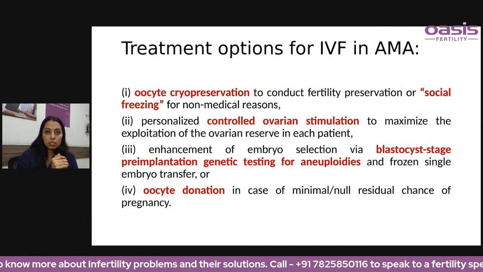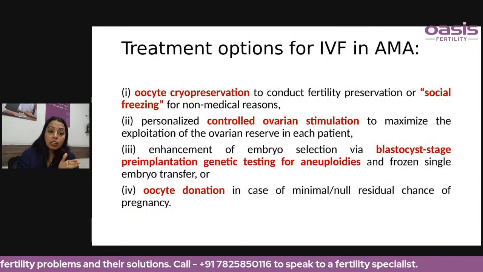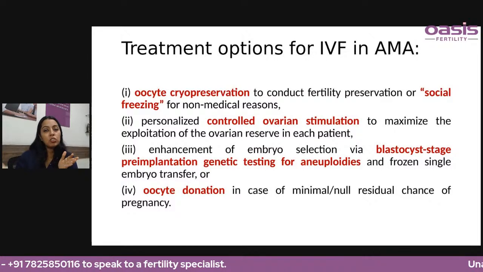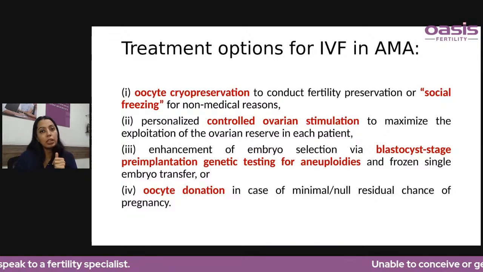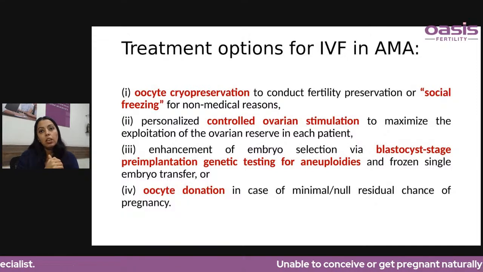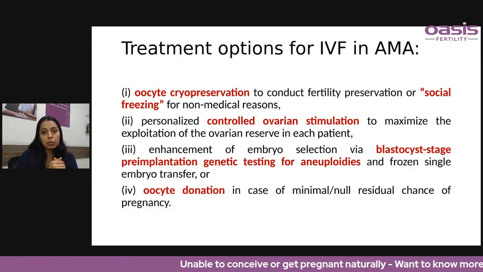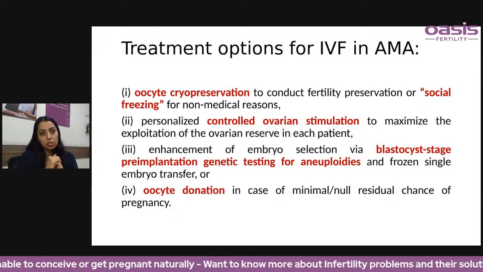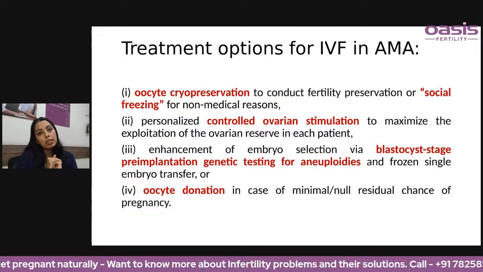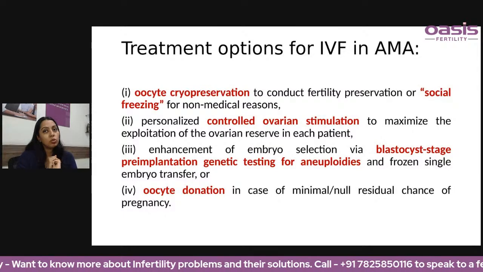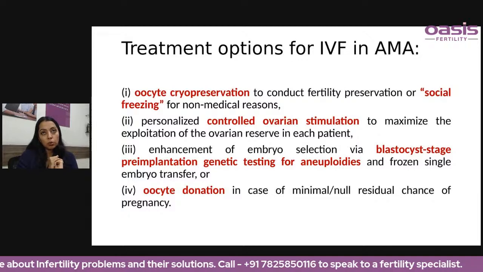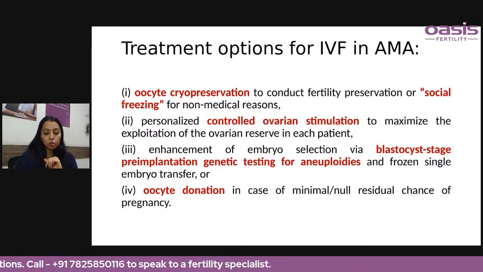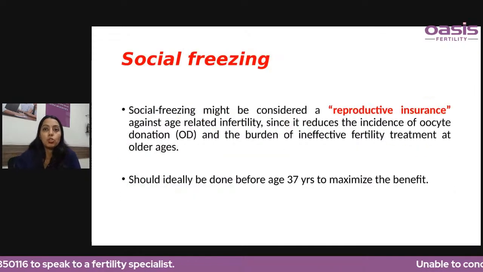In this particular option 2, deciding to go for a blastocyst stage transfer where the embryos have been genetically tested to rule out any abnormality would be the best option, and I will be covering that in the later slides. And in case you're someone who has tried these options without much success, or you don't have many eggs left and you are not ready to face the success rates with your own eggs, well, in that case, the donor oocyte option could be an excellent option for you. So I'll be covering these various treatment options one by one.